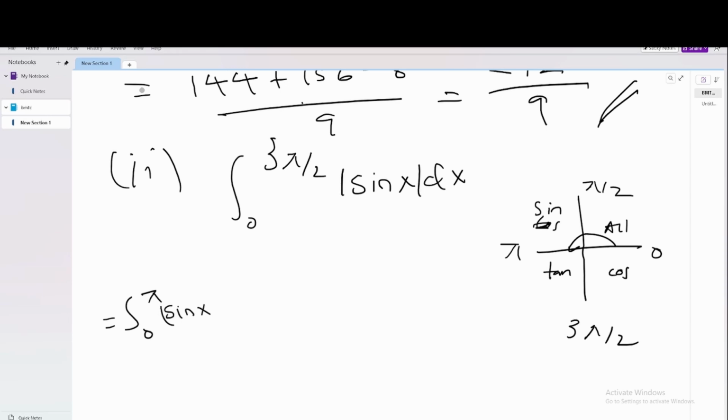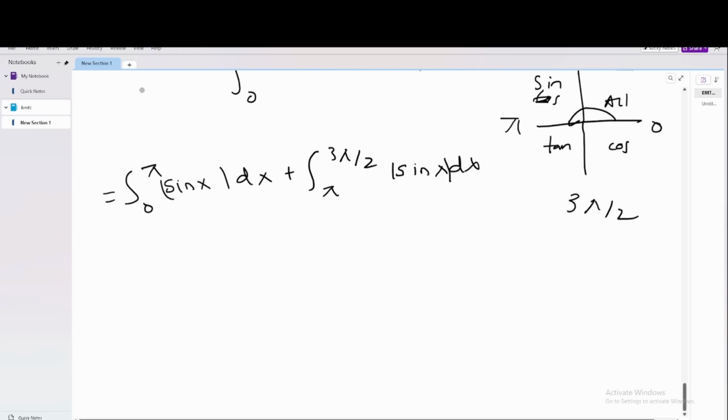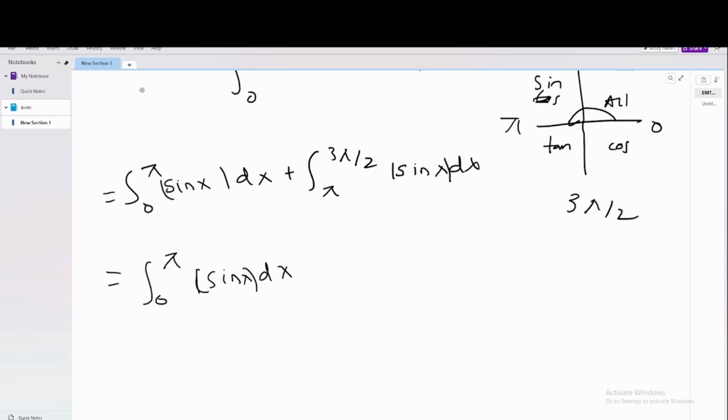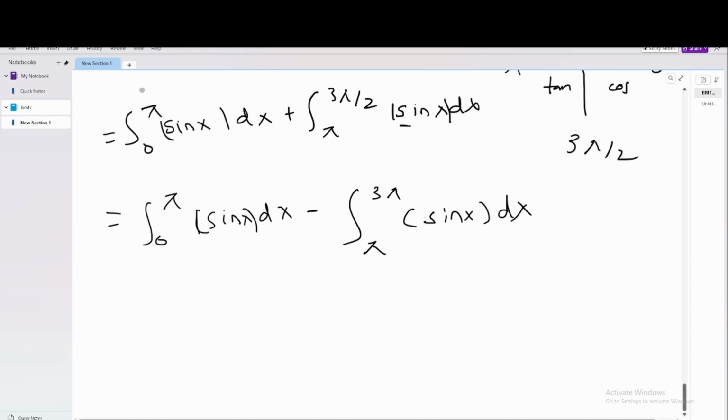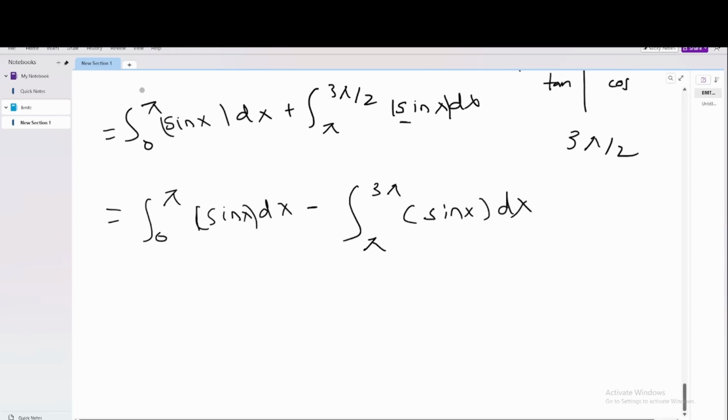sin x dx plus pi to 3 pi by 2 sin x dx. Here sin is positive, but here sin is negative, so we put a negative here. Now the derivative of sin x is minus cos x.